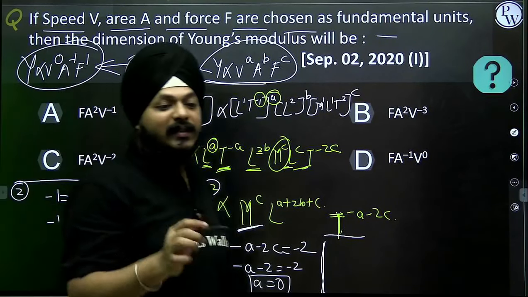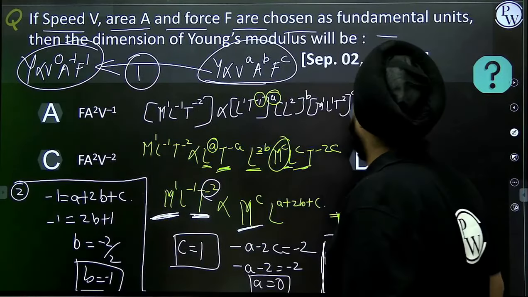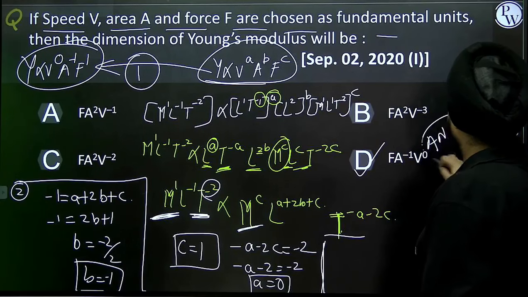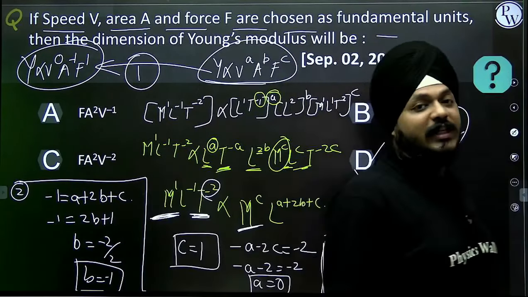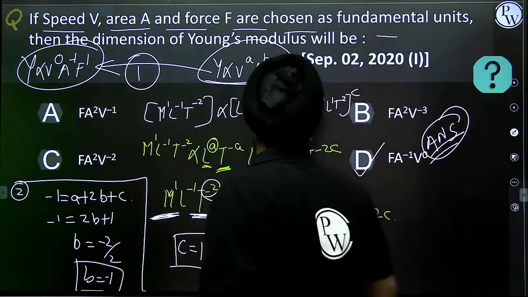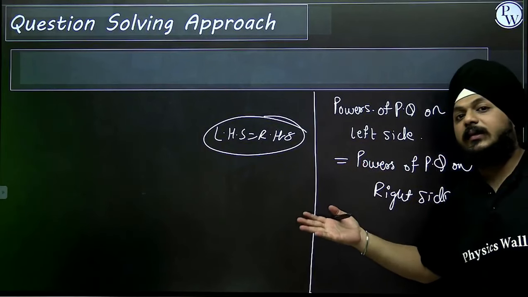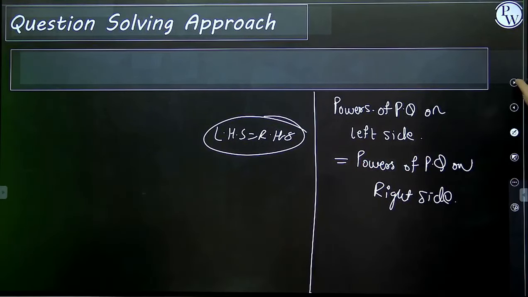If I want to represent this, then Y is force per unit area that we got. D is the perfect answer for this specific question. The same thing we did: powers of LHS, just evaluate, LHS is equivalent to RHS. This is a question solving approach.